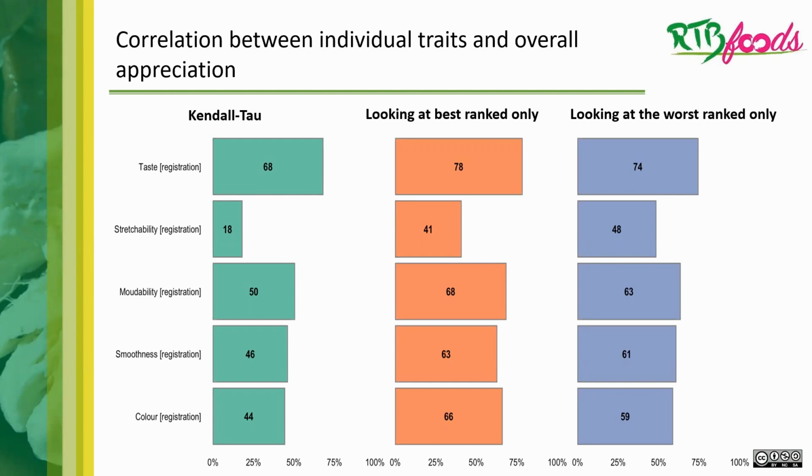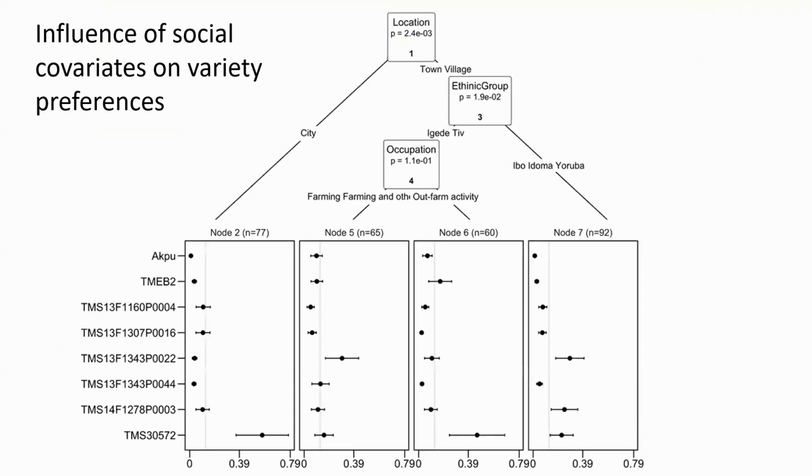And the Kendall tau combines the best and the worst. So that's really looking at both sides of the story. This is also something that you can get from those TRICOT data. Then the influence of the social covariates on variety preferences.